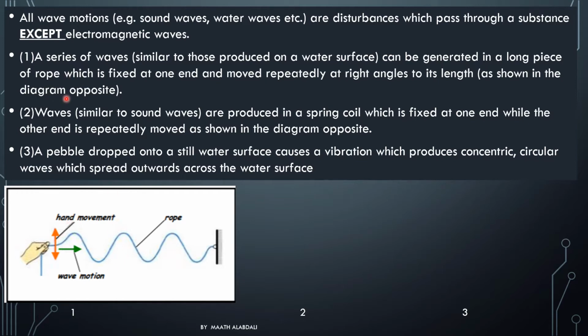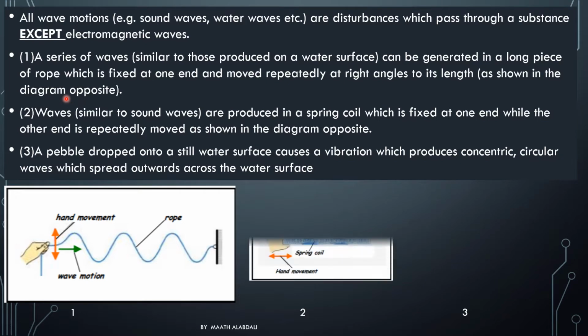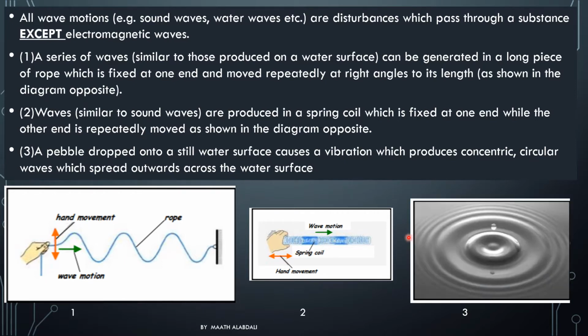Second example, waves similar to sound waves are produced in a spring coil which is fixed at one end while the other end is repeatedly moved, as shown in the diagram. And a pebble dropped onto a still water surface causes a vibration which produces concentric circular waves which spread outwards across the water surface. So all of these are waves.